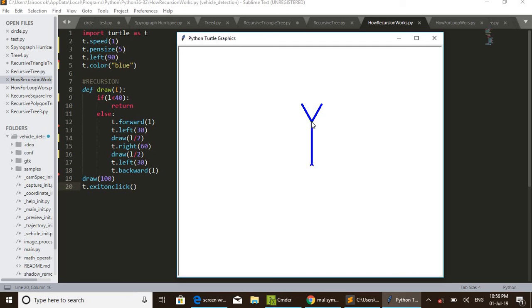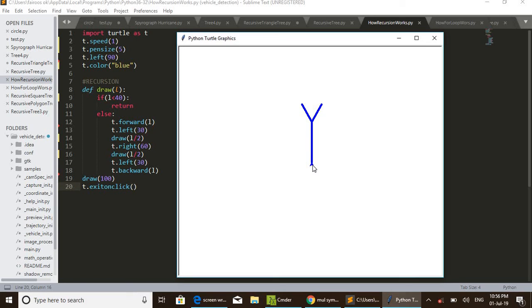After reaching there, it turns left 30 degrees. That is, its direction becomes this perpendicular direction, and then t dot backward L. Total 100 units backward and it reaches back to the initial position.